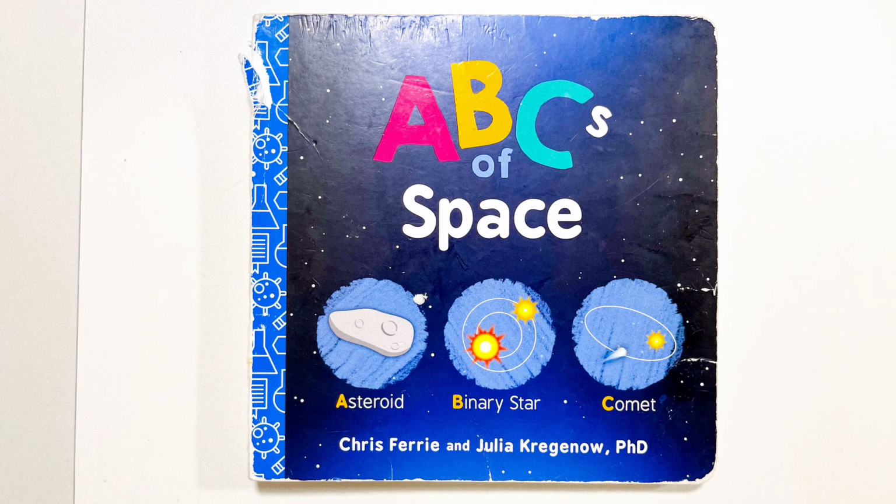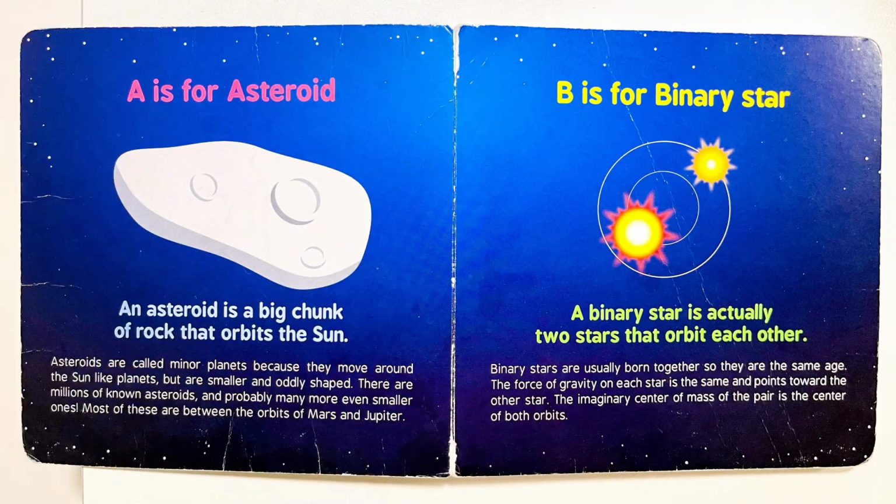ABCs of space. A is for asteroid. An asteroid is a big chunk of rock that orbits the sun. B is for binary star. A binary star is actually two stars that orbit each other.